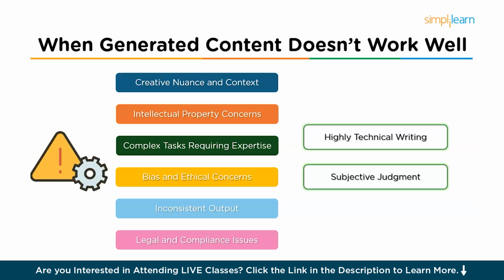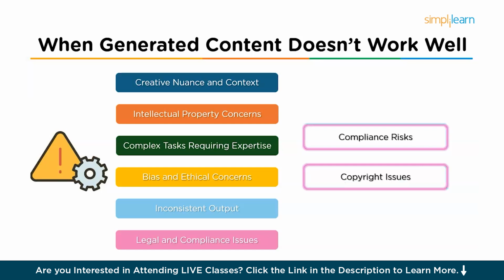And then there is subjective judgment. AI lacks the ability to make subjective or qualitative judgments that are often needed in areas like art, criticism, literature analysis, or evaluating ethical dilemmas. And then there is bias and ethical concerns, which we have already discussed in the limitations. And then there is quality control and inconsistent output. Although AI has made significant strides in content generation, it often still struggles with maintaining quality, consistency, and coherence.